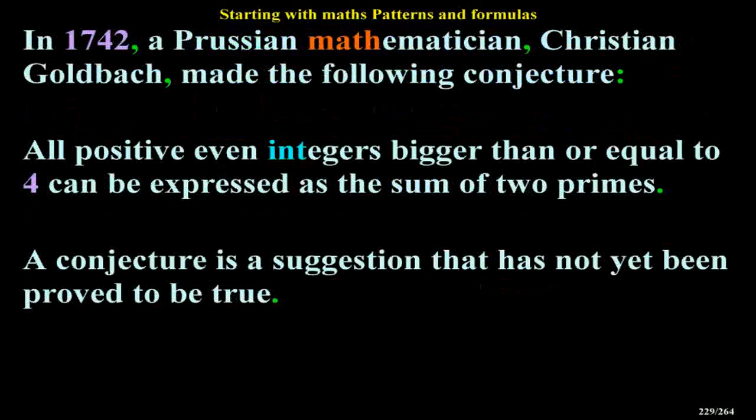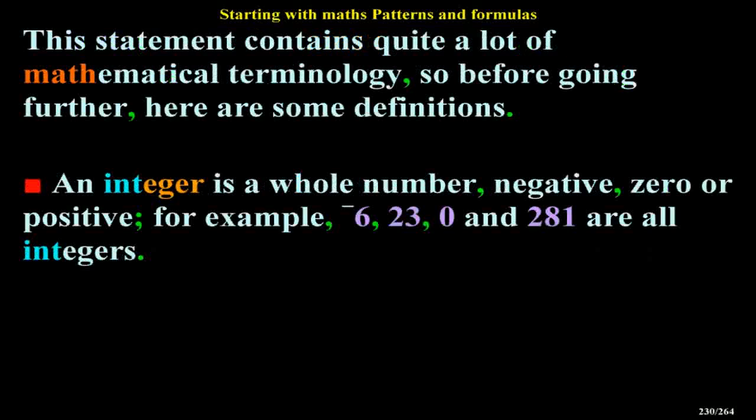In 1742, a Prussian mathematician, Christian Goldbach, made the following conjecture. All positive even integers bigger than or equal to 4 can be expressed as a sum of two primes. A conjecture is a suggestion that has not yet been proved to be true. This statement contains quite a lot of mathematical terminology, so before going further, here are some definitions.